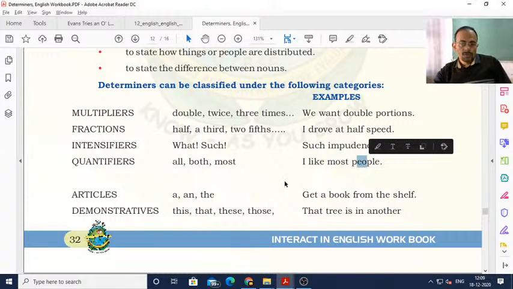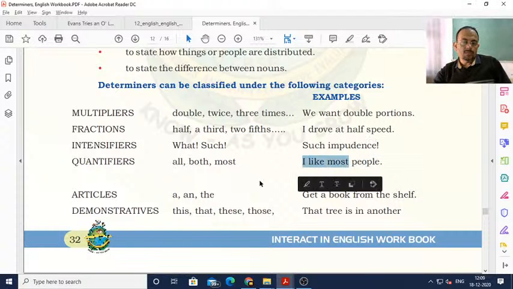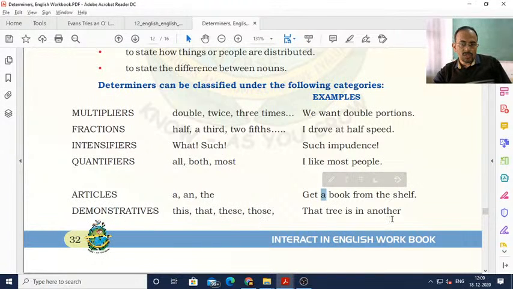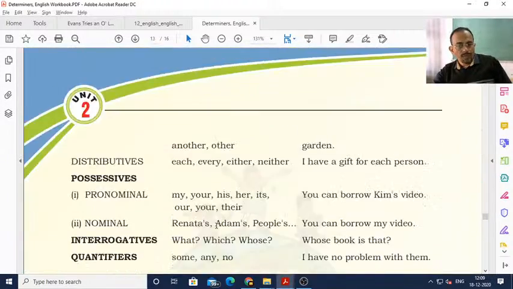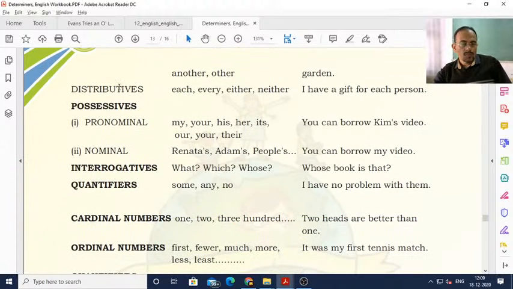So you understood? A determiner will always be followed by a noun. Get a book from the shelf. So get a book. Book is noun, and a, being an article, is also a determiner. Demonstrative: that tree is in another. Then distributives: each, every, either, neither.